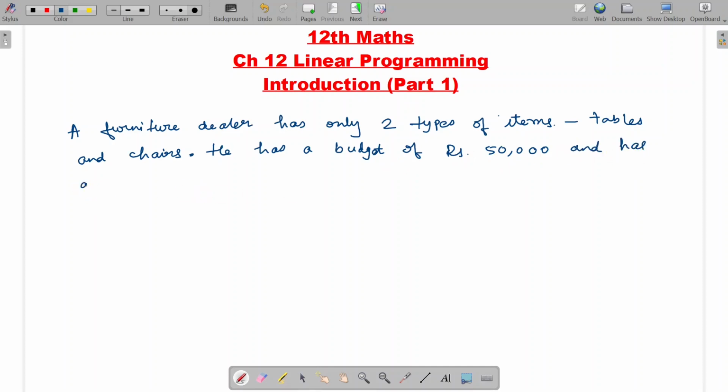And he has a space to keep only 60 items. Okay, so to keep at most 60 items, right? Now he estimated the profit, so that is what profit he can get if he sells all the items.